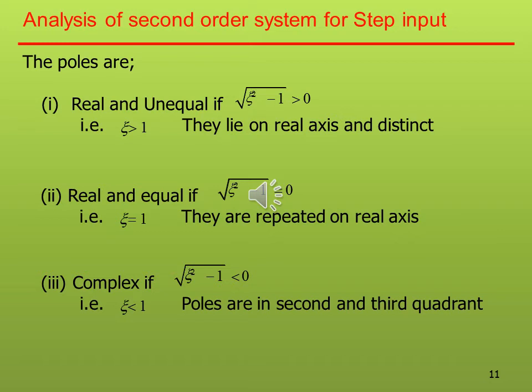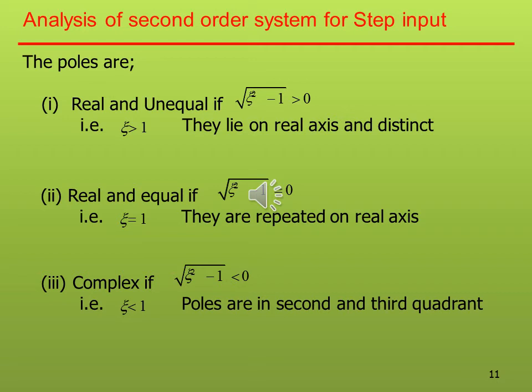The poles are real and unequal if root of zeta square minus 1 is greater than 0, obviously, zeta greater than 1. Then these are real and unequal poles. They lie on the real axis and are distinct. Means they lie on the real axis, means on the x-axis. Okay, they are having real values, and they are distinct, means having different values. Both poles are having different values.